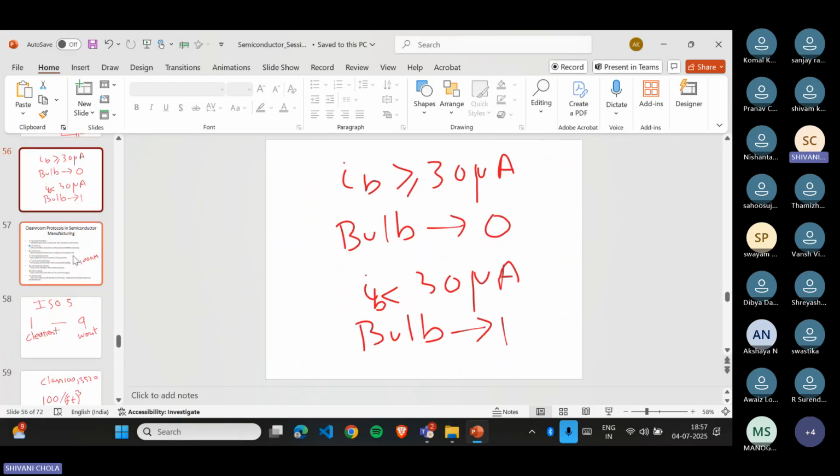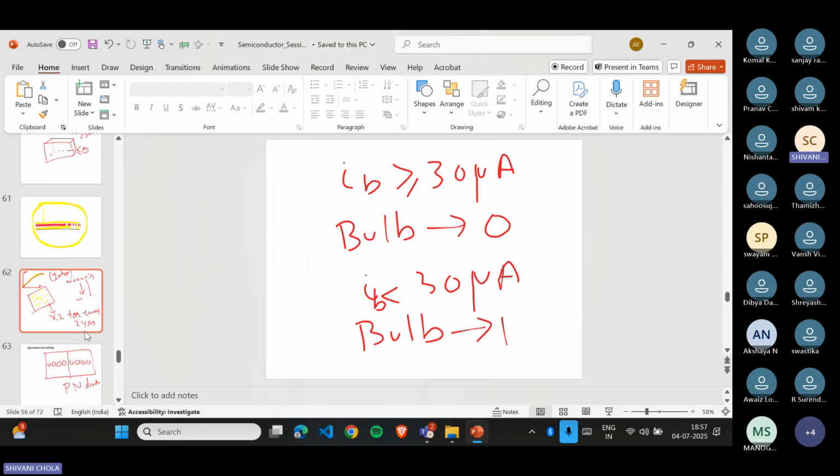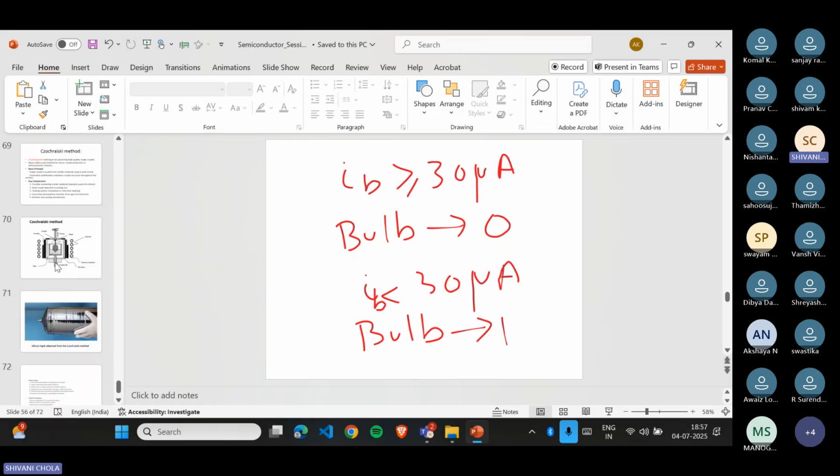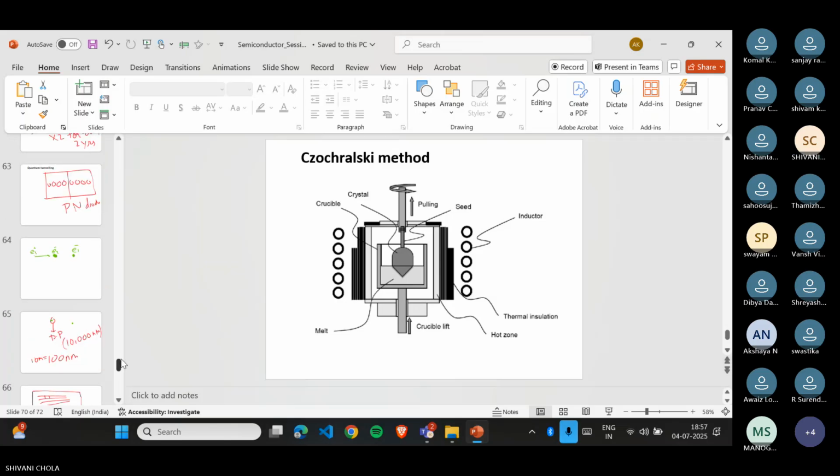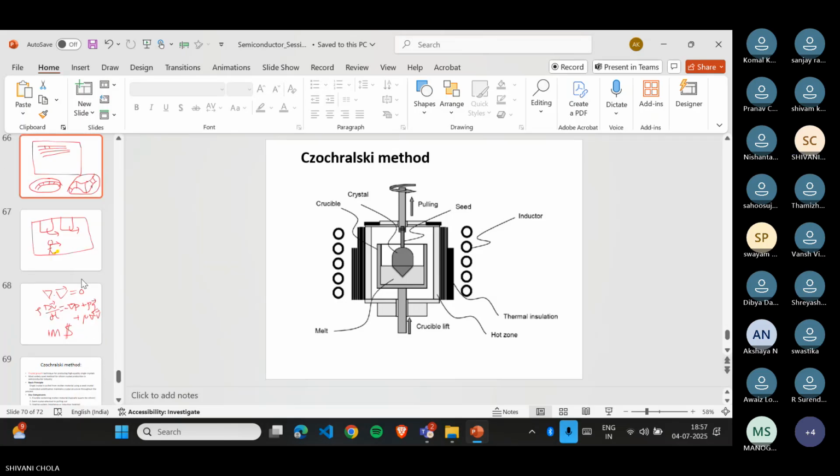So this was all about the transistor. And okay, let's finish this part also: the concept of the Czochralski method.